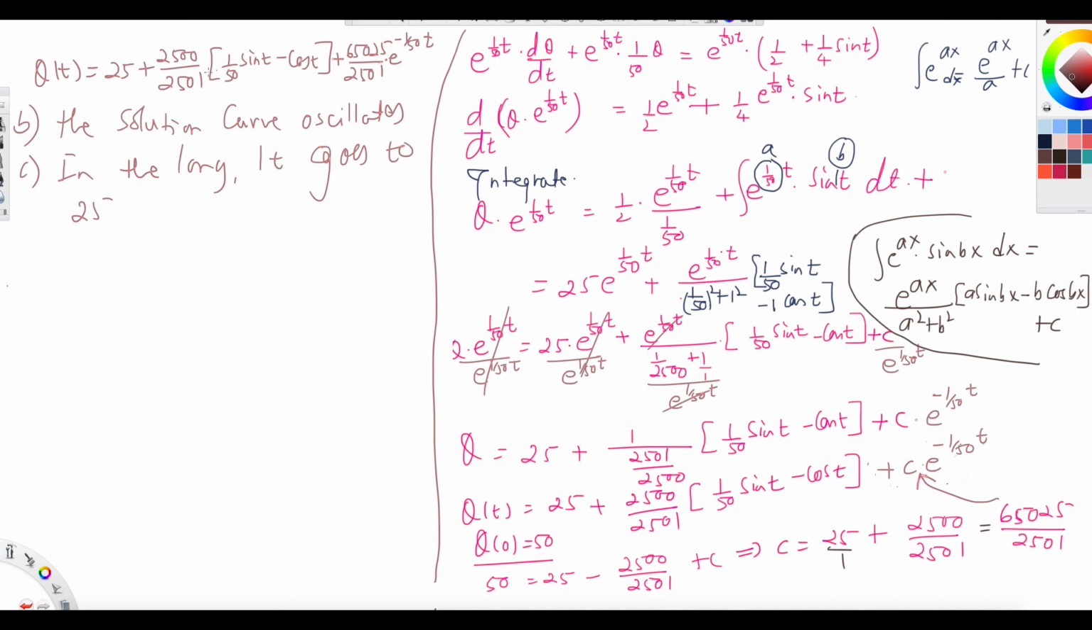You can see from here, because 25 over 2501 is less than 1, and times 1 over 50 is even less than 1. And then minus cosine. Cosine and sine values are between -1 and 1, so they do not contribute that much. This goes to 0. But what is left is just 25. That's why in the long run, the concentration of the salt will be 25 ounces.